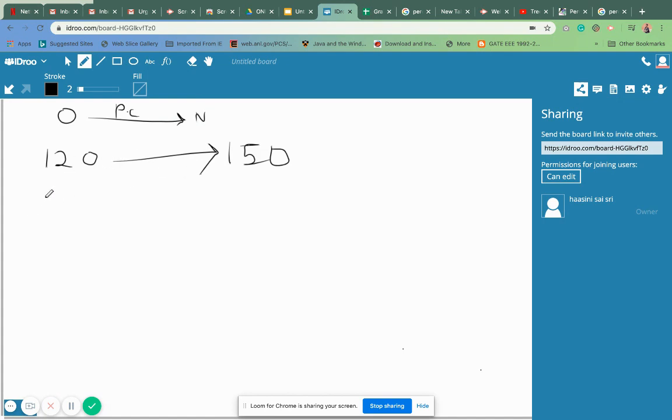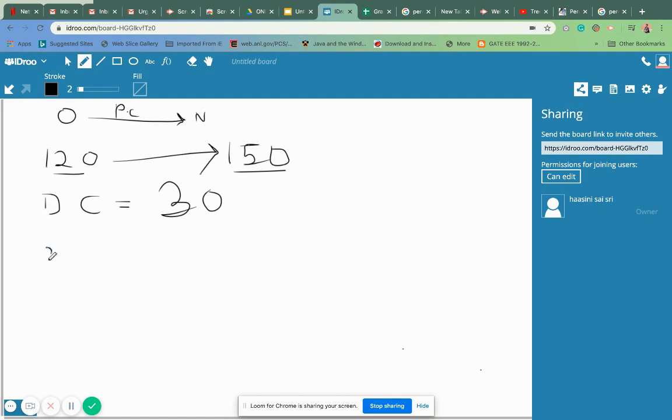The first step is always to calculate the change. So, my change will be equal to the difference between the old and the new. What is difference? Bigger number minus the smaller number. Out of these two, the bigger is 150. From this, I have to remove 120. What is the difference between 150 and 120? It is 30.